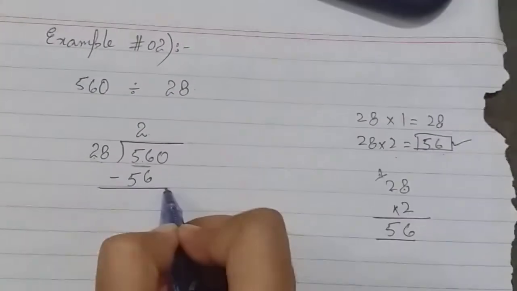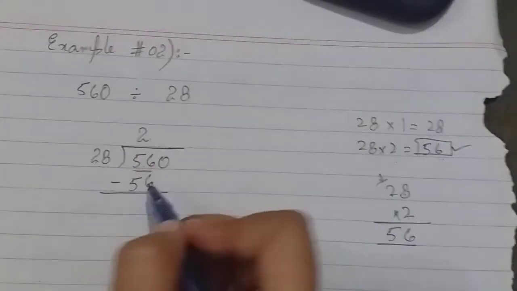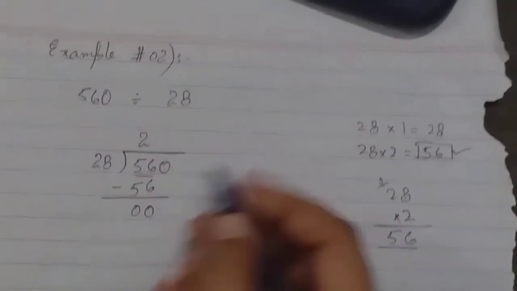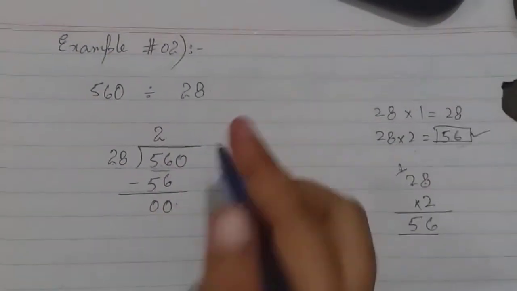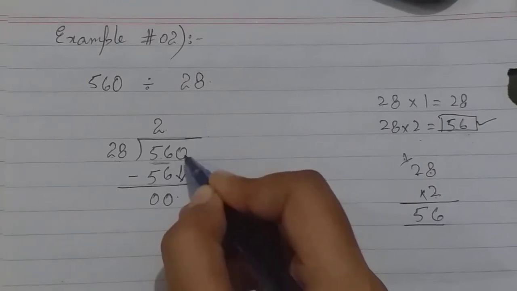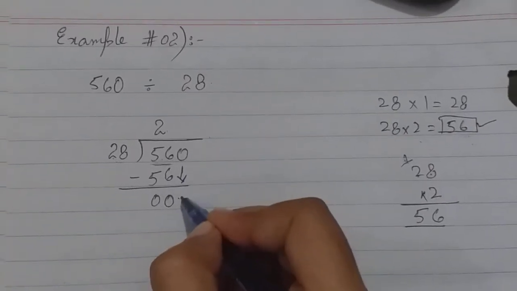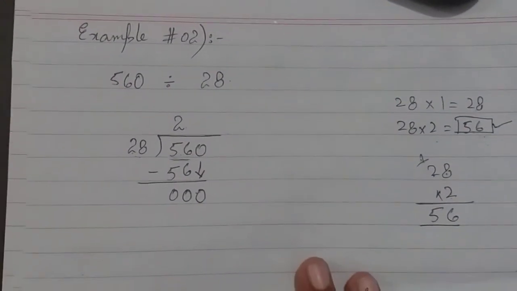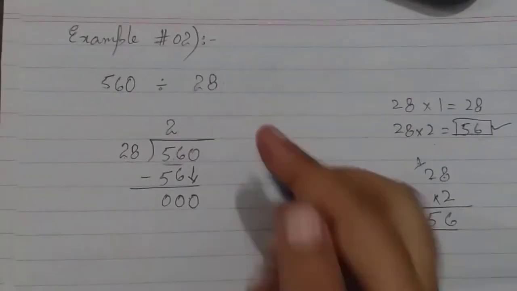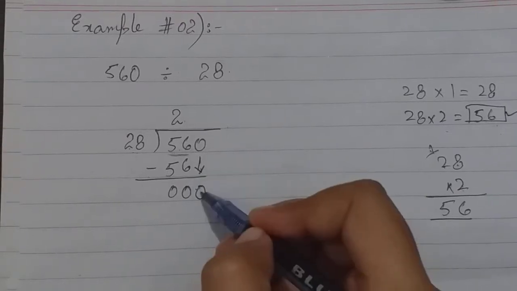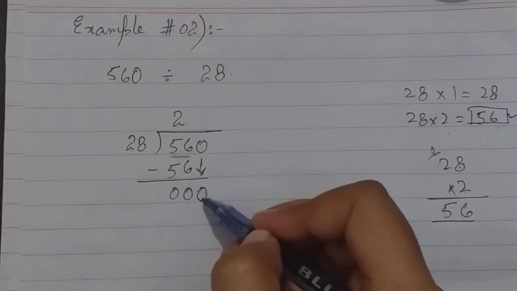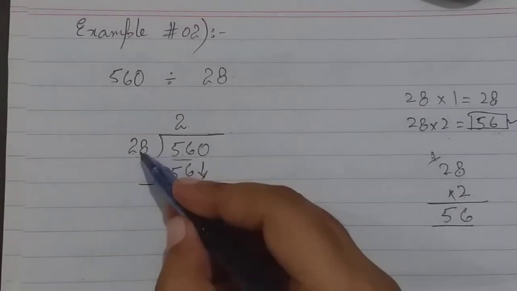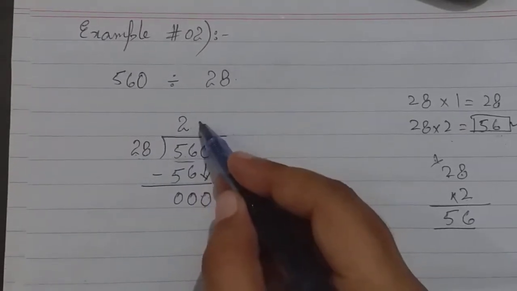Step number 3, subtraction. If we subtract 56 from 56, you will get the answer 0. Now step number 4 is bring down. Our next digit is 0. If we bring down 0, as in the previous example I have shown you, after bringing down, if you still have a smaller number than your divisor, we will put the 0 here.